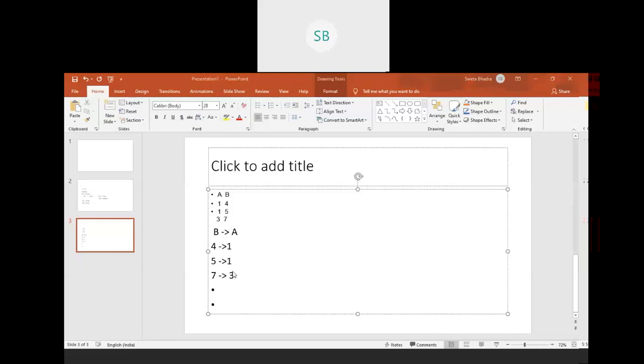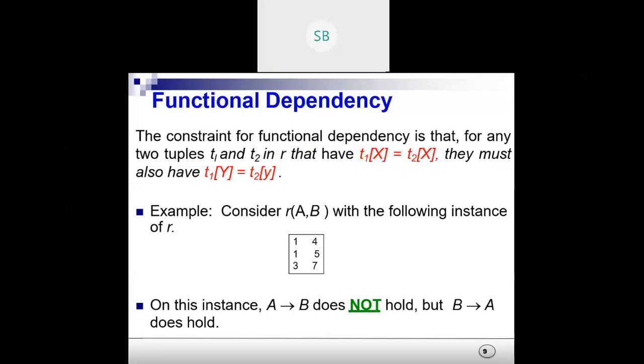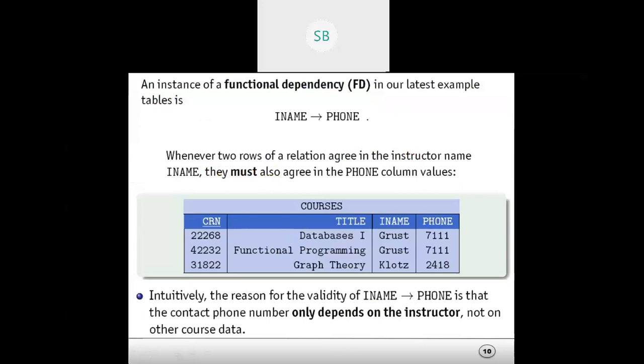Let me go back to second normal form now. So this was all about functional dependencies. That is why it said that on this instance, so this is an instance of a relation, A tends to B does not hold. A uniquely identifies B does not hold, but B identifies A does hold.